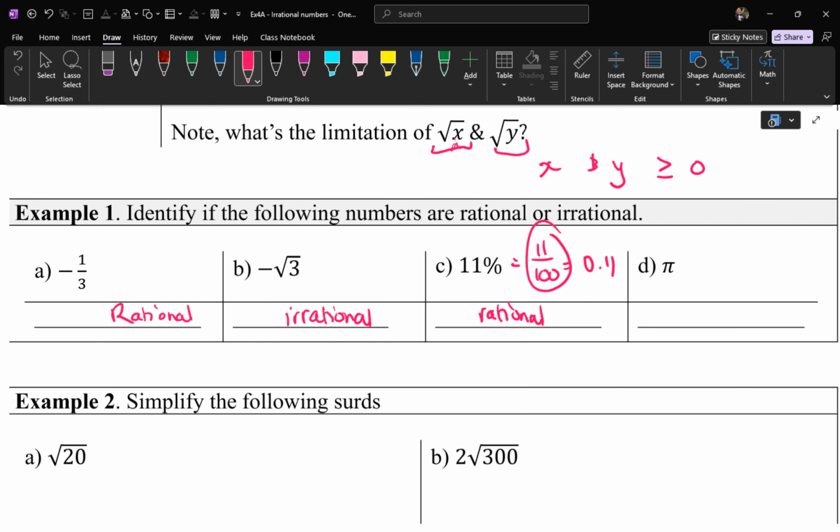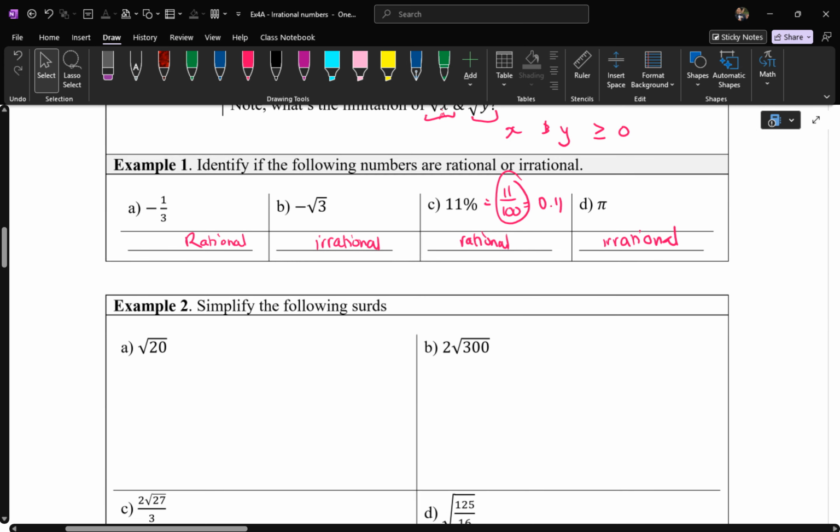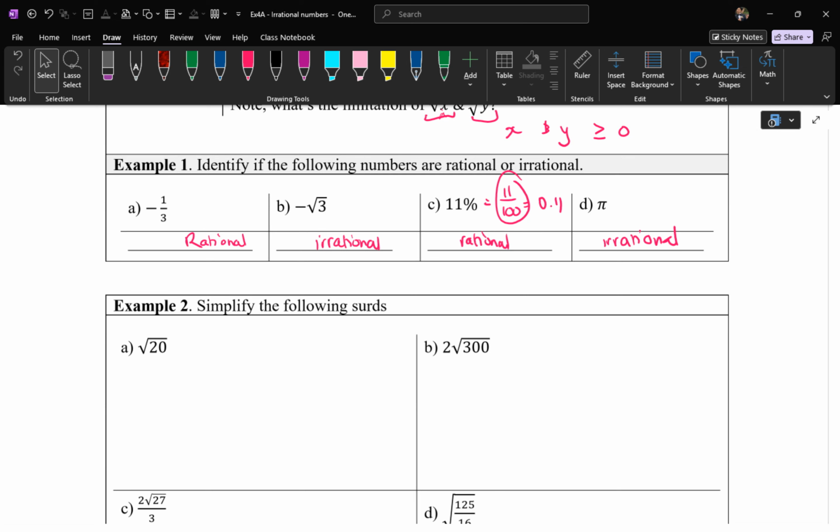So it's rational, and pi we already know, irrational. Okay? All right, today's lesson. So 1 is to identify. 2 is that you got to first learn to simplify. Just like fractions. When you learn fractions, you need to know equivalent fractions. Well, now we need to work out with simplified surds or radicals.